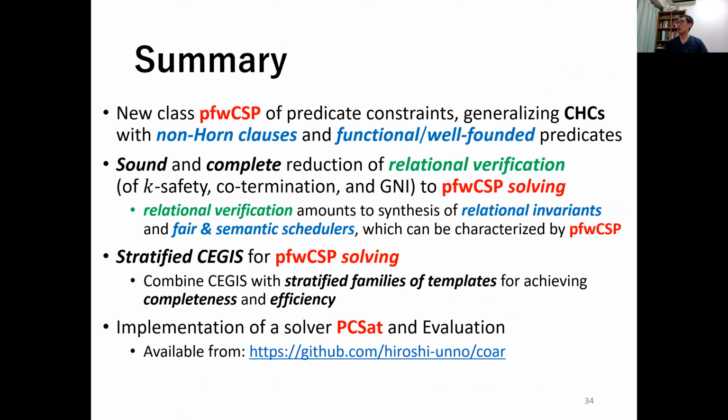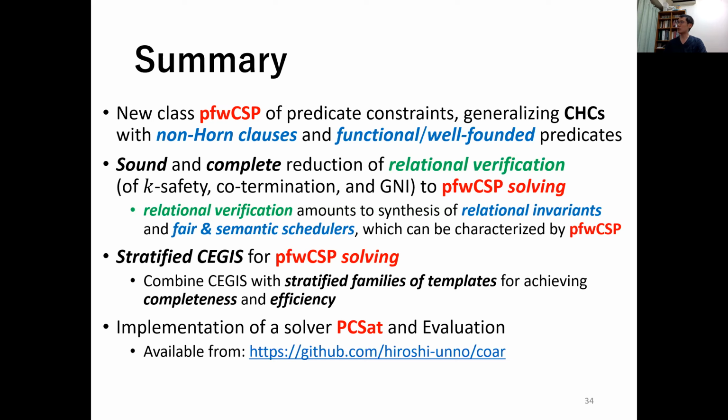Okay, so I will conclude my talk. In summary, we have proposed a new class of predicate constraints called pfwCSP, which generalizes the well-known CHCs with non-Horn clauses and functional and well-founded predicates.